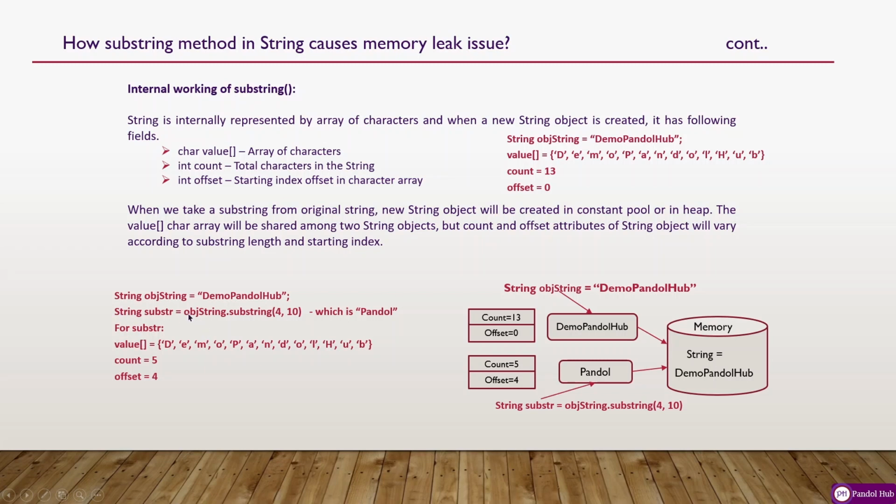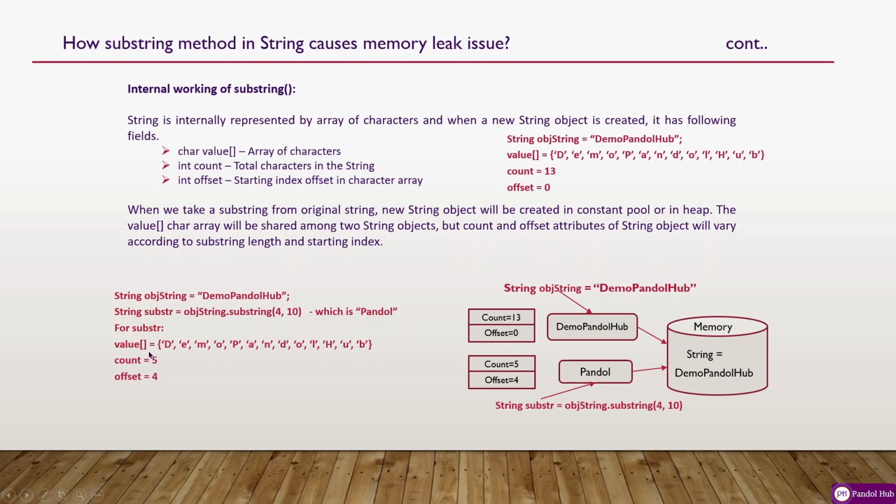So what is the internal representation of this substring object? Let's check it. For the substring, the character value is going to contain the complete source string. The count represents from 4 to 10, so we are going to have 5 characters. So the count is 5 and the offset is 4, because the starting position to be considered for this substring is 4. So the offset becomes 4. In this scenario, the source string "demo pandol hub" has count 13 and offset 0, and the substring "pandol" with count 5 and offset 4 is also pointing to the source string.